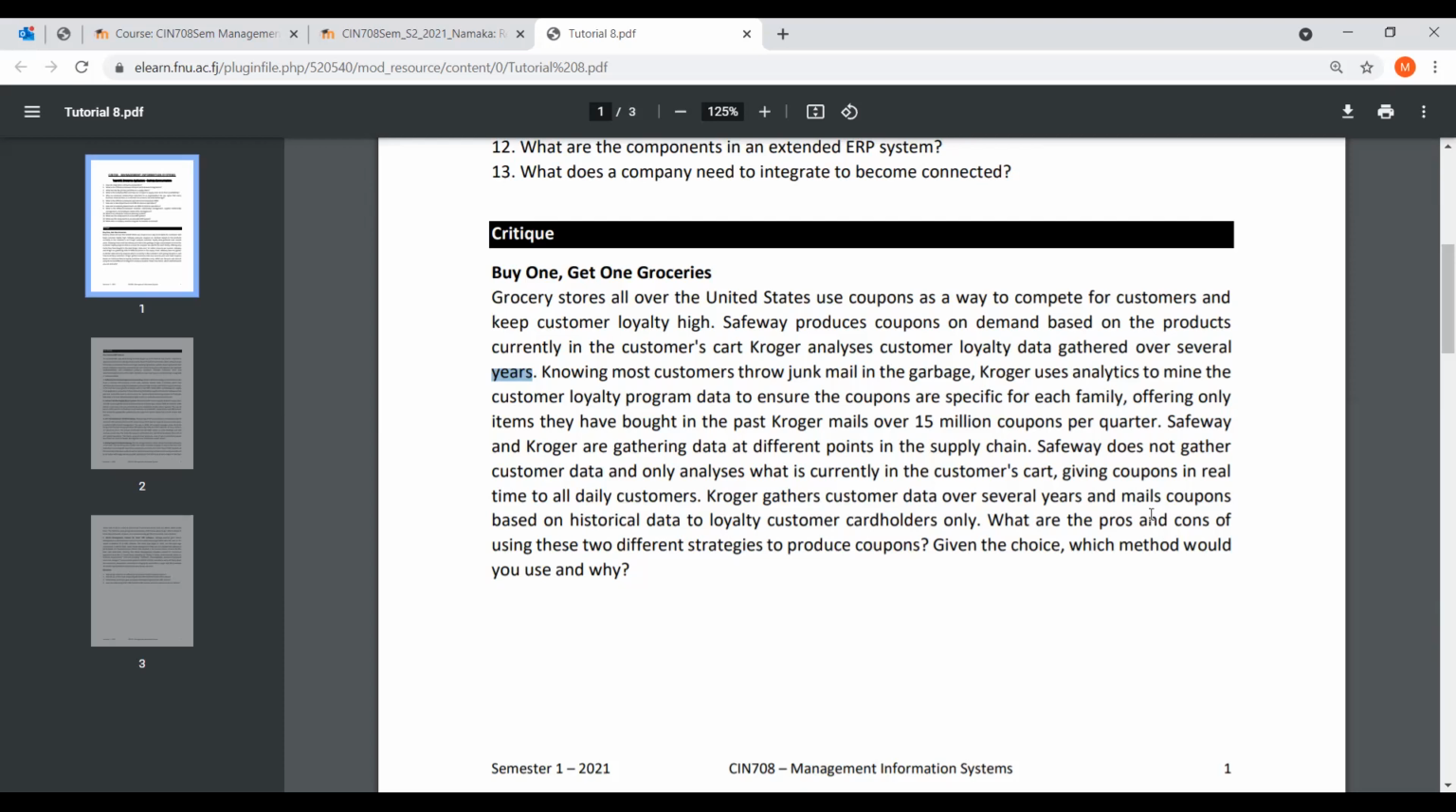Studying historical data is very important. That's one of the main reasons why we have ERP: to go over the data, to analyze them, to evaluate them, and to draw certain types of knowledge or intellect out of it.